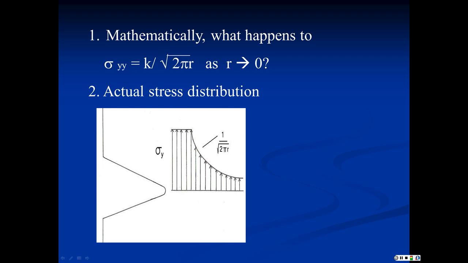You can't have infinite stress, so what actually happens is the stress rises as 1 over the square root of 2 pi r, and then it's capped at the yield strength of the material. Okay? And so this is the real behavior, which means unless your material is unable to yield at all, you're never going to have a perfectly sharp crack. There's always going to be some plastic deformation here which permits a crack tip radius to develop in the material.